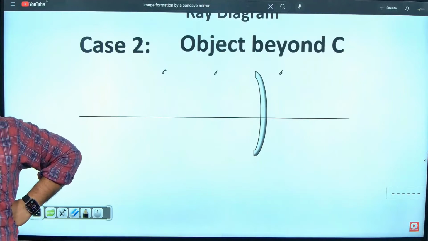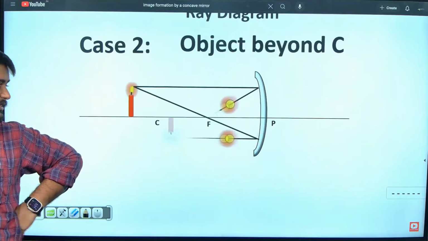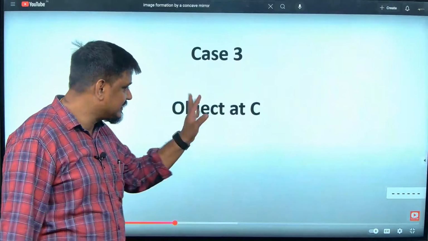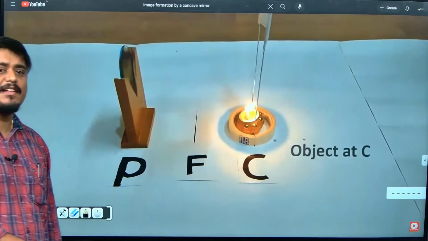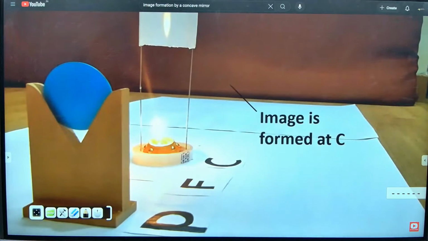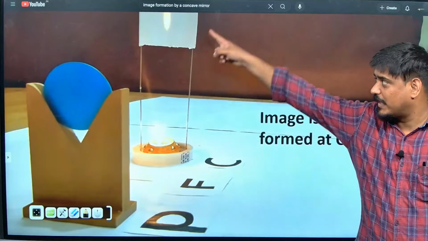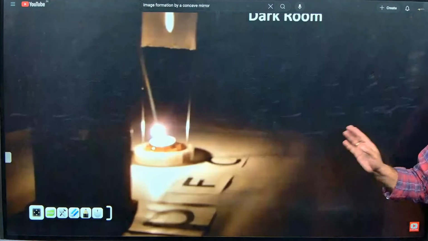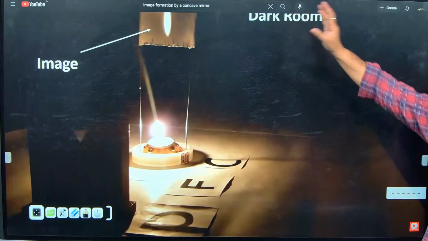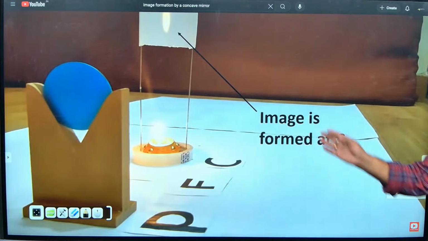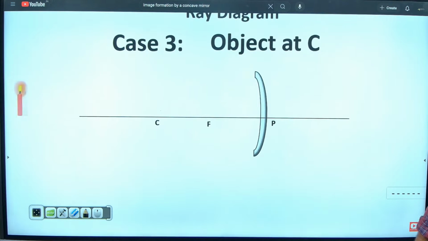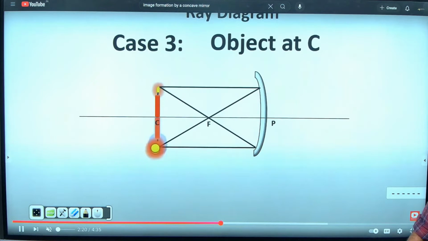Then they are going to keep the object where? Now they are giving beyond C. Next they are keeping the object at C. If the object is at C, where will the image form? At C. So, see, the object and the image are in the same position. Can you see? And how is the image forming? Real, inverted. And the image on the screen is the same size as the object. So, at this time nothing is visible inside the mirror because we are getting real images. Next we are going to get the object which is going to be placed where?